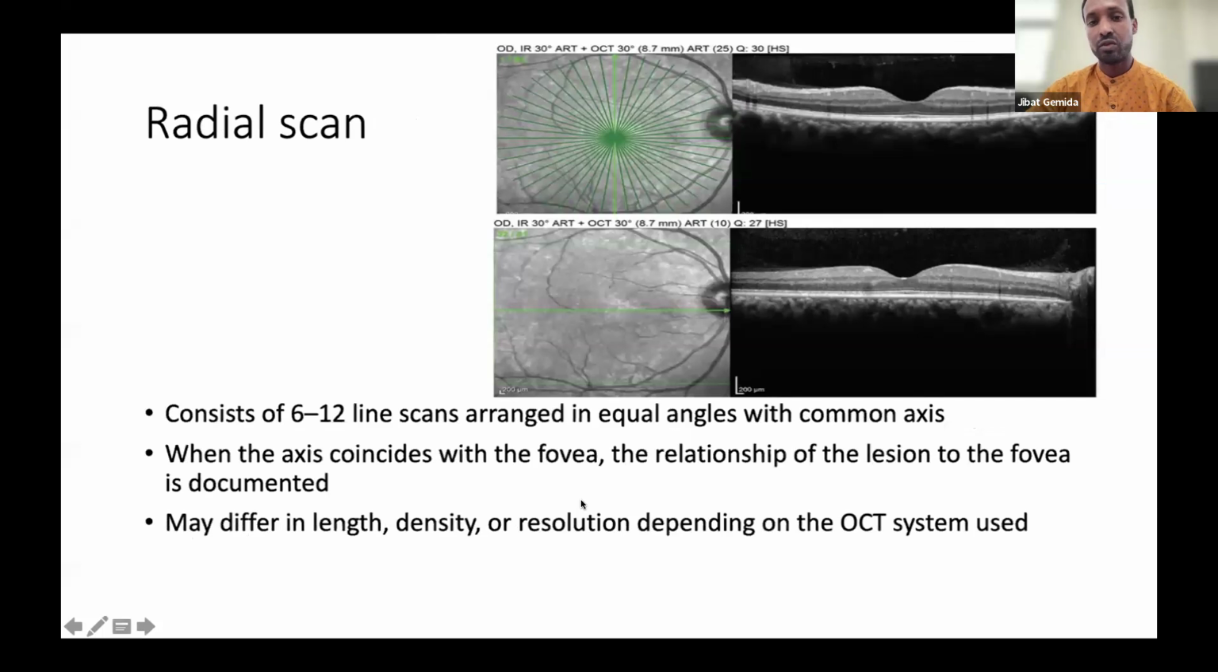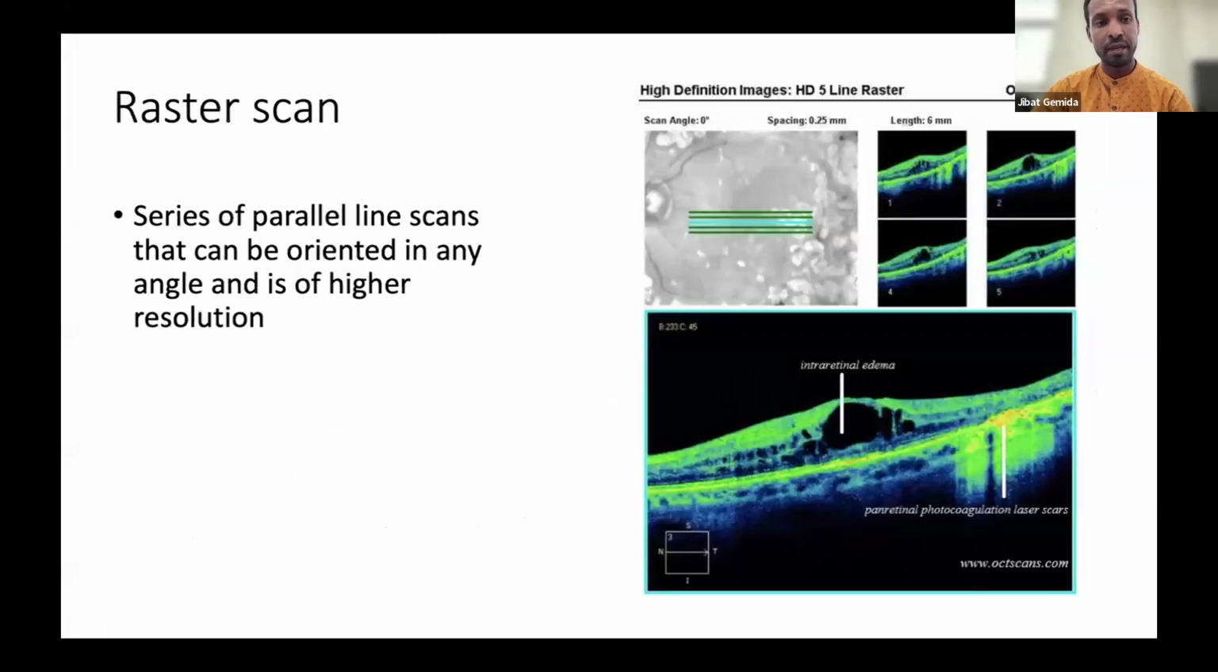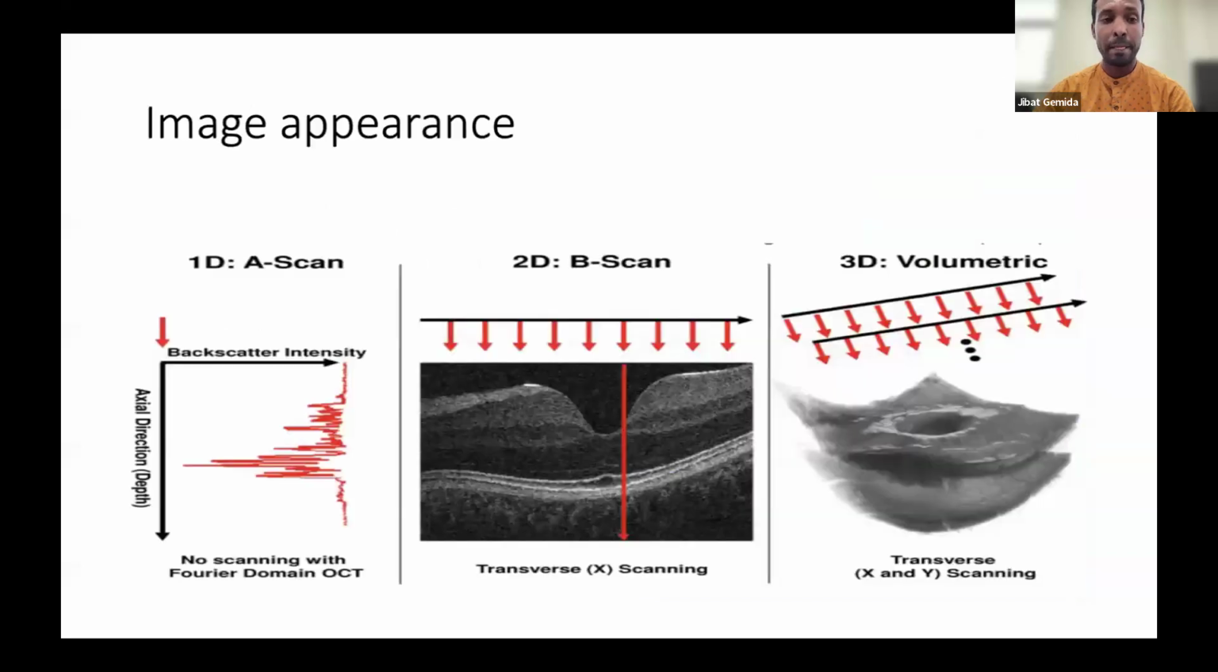With radial scan, it consists of multiple lines which pass through the fovea and are arranged in equal angles. This may differ in length, density, and resolution depending on the OCT system we use. The raster scan is a series of parallel line scans that can be oriented in any angle, and this has got higher resolution. Raster scan is especially important to capture, through lesion OCT.